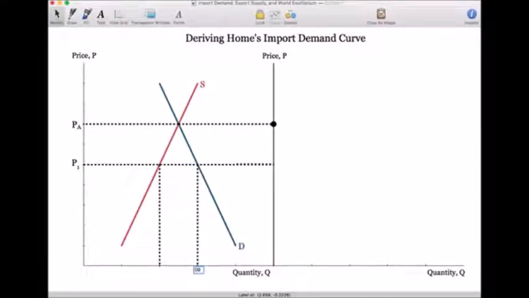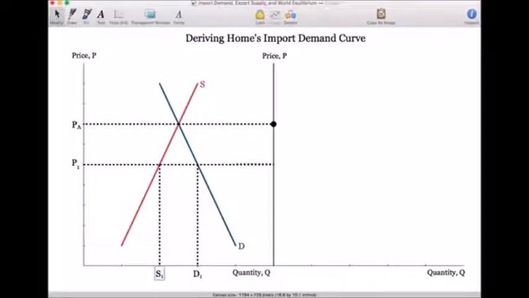So we can call this D1. Let me change the font of that and type. That's a little big. Let me bring that down to 24. There we go. So that is at P1, at the price 1, this is how much domestic consumers wish to purchase, and this is the level that domestic suppliers are actually producing at that price.